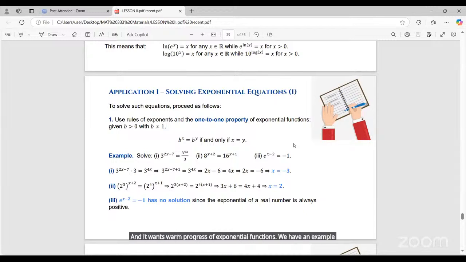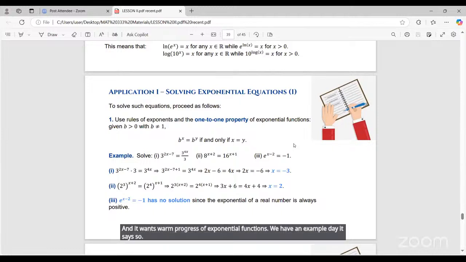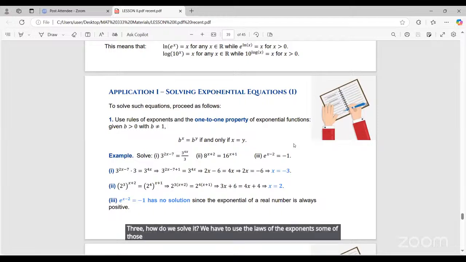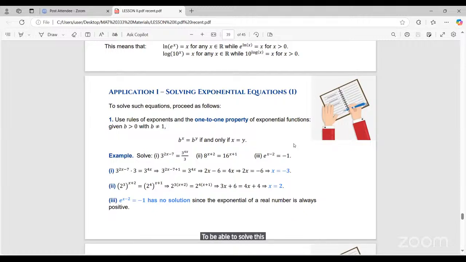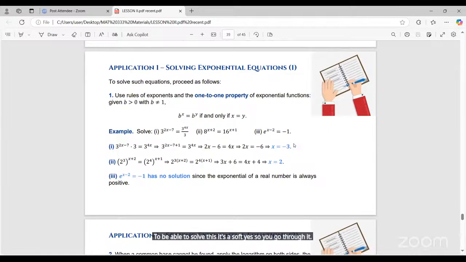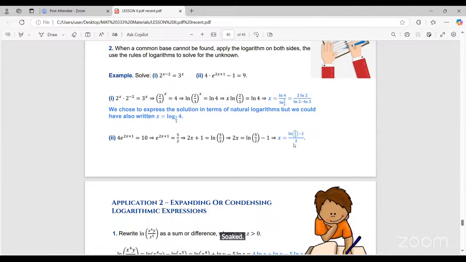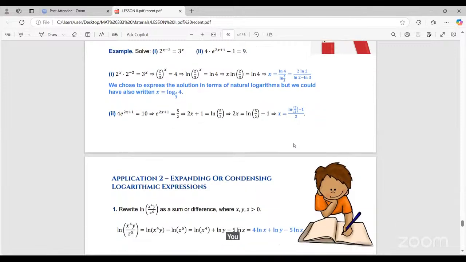It says solve 3 to the power 2x minus 7 equal to 3 to the power 4x over 3. How do we solve it? We have to use the laws of exponents, some of those laws we stated above, laws of exponents and logarithm, to be able to solve this. It is solved here, so you go through it. You go through the examples.